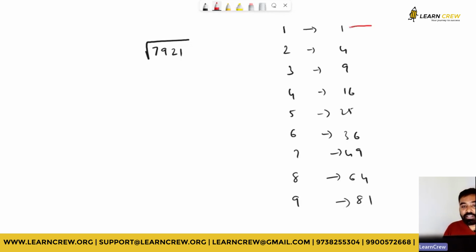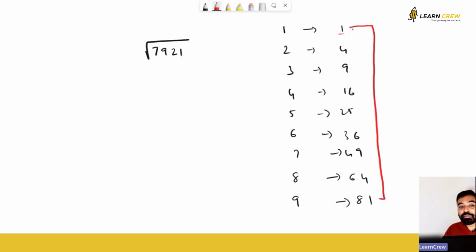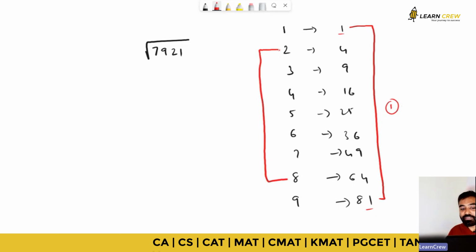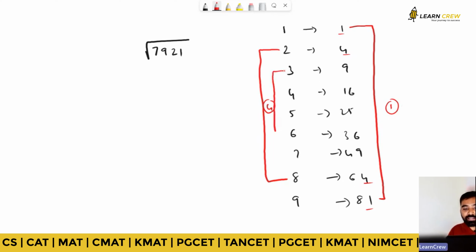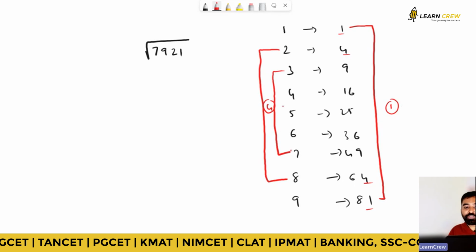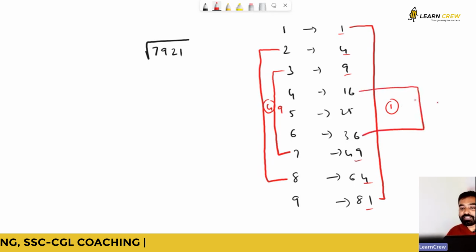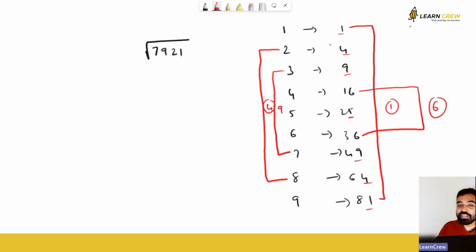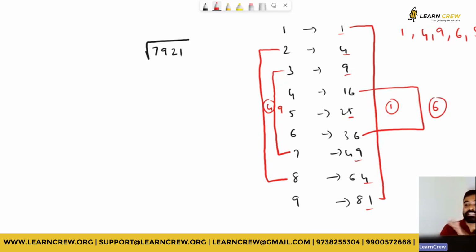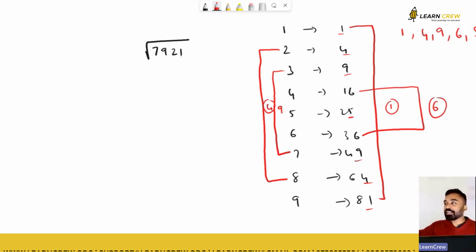Now, if you compare, the first and the ninth have the common units place 1. It ends with units place 1. 2 and 8 end with units place 4. 3 and 7 end with units place 9. 4 and 6 end with units place 6. 5 ends with units place 5. So whenever you have a perfect square, it can only end with 1, 4, 9, 6, 5. So whenever you see a number, if it is ending with one of these numbers, only then it is a perfect square. Else it is not a perfect square. Just erase it out and go to the next option.